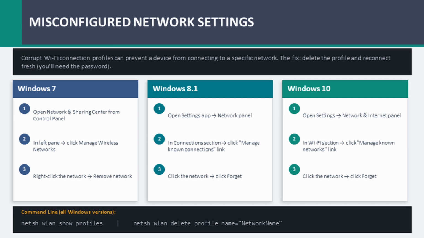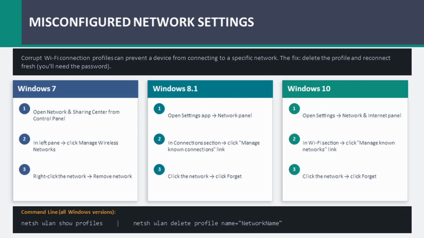In Windows 7, open the Network and Sharing Center from the control panel. Click Manage Wireless Networks in the left pane. Then right-click the network you want to remove and select Remove Network. In Windows 8.1, open the Settings app, go to the Network panel, find the Wi-Fi section, click Manage Known Connections, select the network, and click Forget.